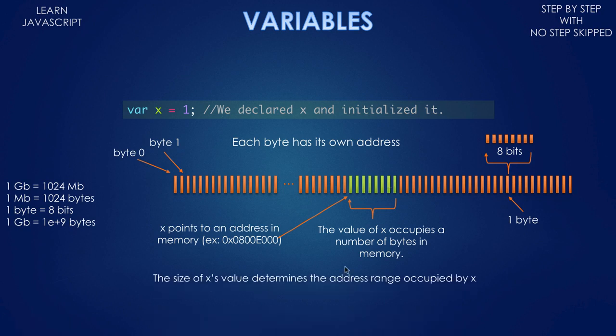And that number of addresses will depend on the size of x. Numbers, for example, in JavaScript will occupy 8 bytes, which is the equivalent of 64 bits. So now hopefully you have a proper understanding of how JavaScript handles the memory side in your computer when dealing with variables.